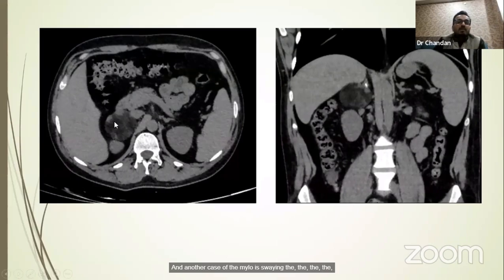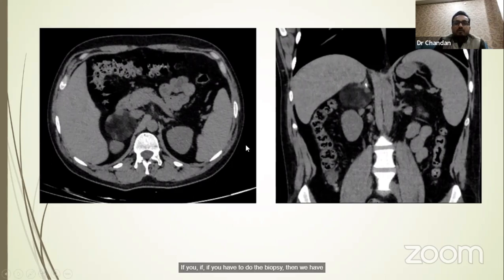Another case of the myelolipoma is showing less fat as compared to the previously shown lesion, and also some isodense content within it. This indicates the fatty component and the myeloid component vary with the different types in the same entity like the myelolipoma. So this is another case of the myelolipoma.